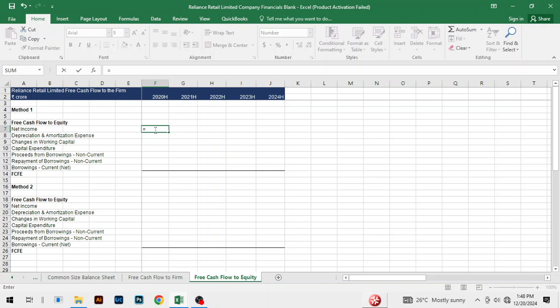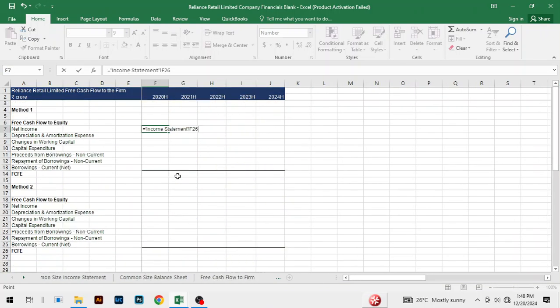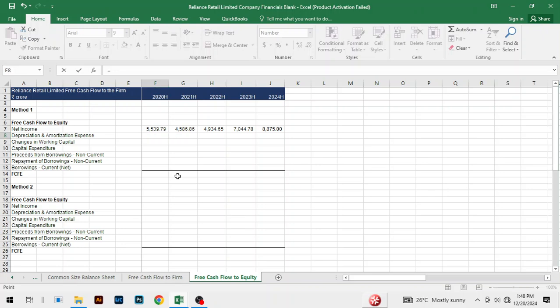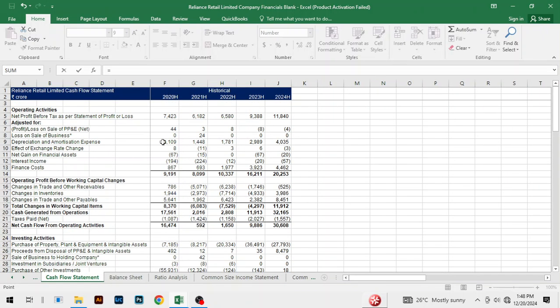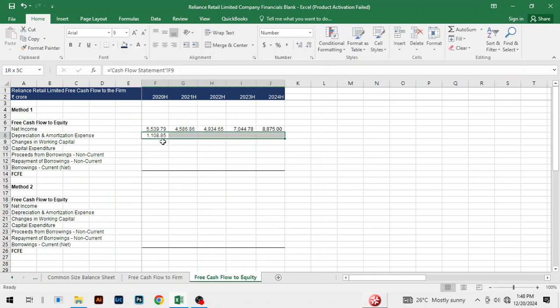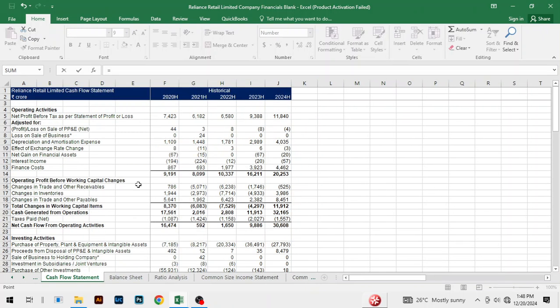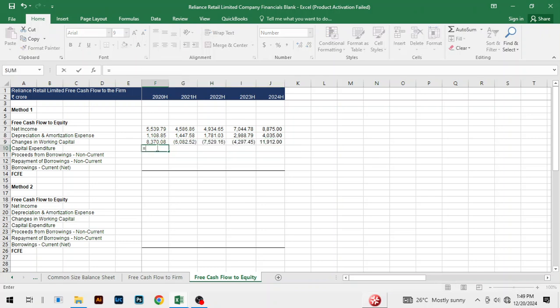So here we are going to link the net income. This is the net income, and then we copy that right through. And depreciation, we also link that from the cash flow statement. And changes in working capital, we also link that as well. And capital expenditure.